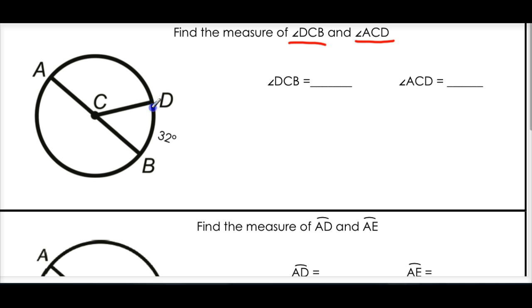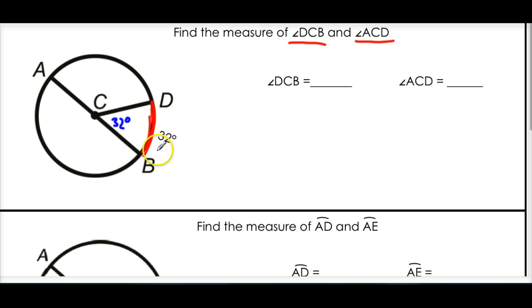We know that DB, this outside arc, is 32. So what do I know my inside angle is? Well, it's also going to be 32, right? My central angle is going to be 32 degrees. Easy enough. Sorry, it's annoying me that it's not blue. I want to stay consistent today. That is 32 degrees.